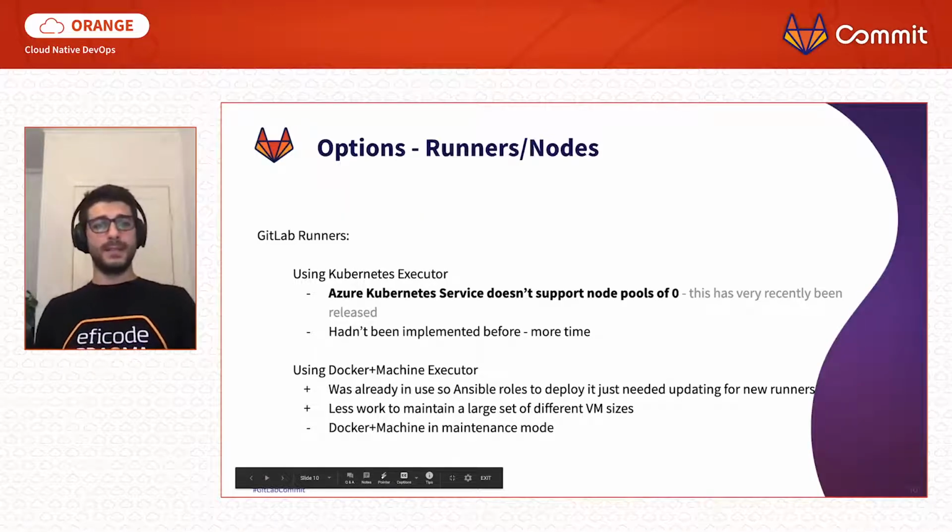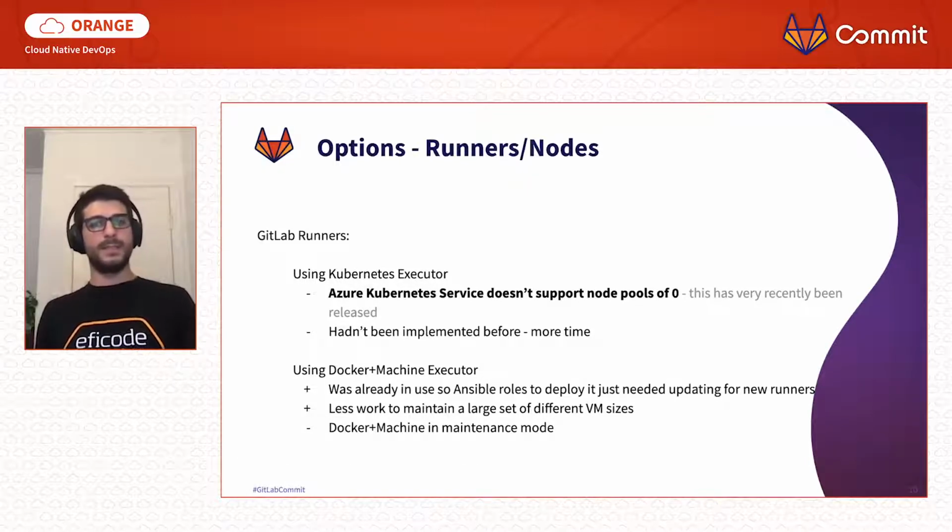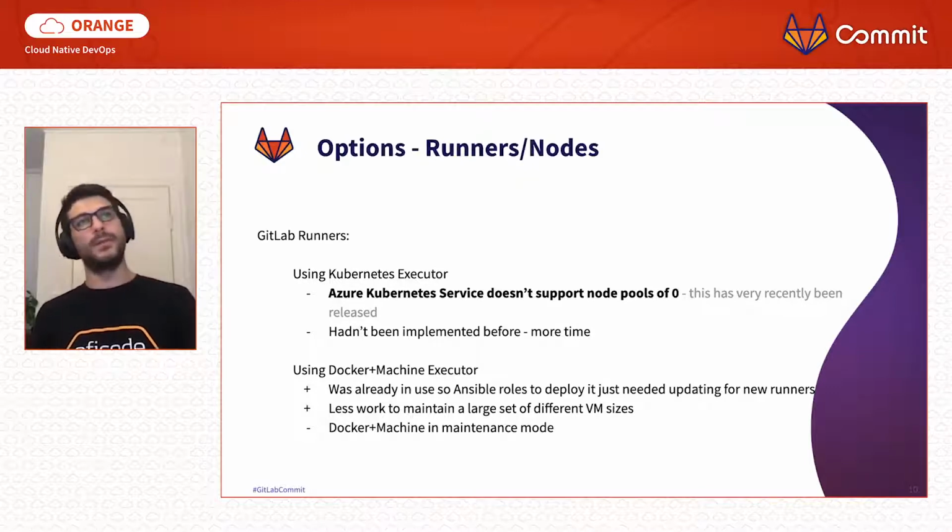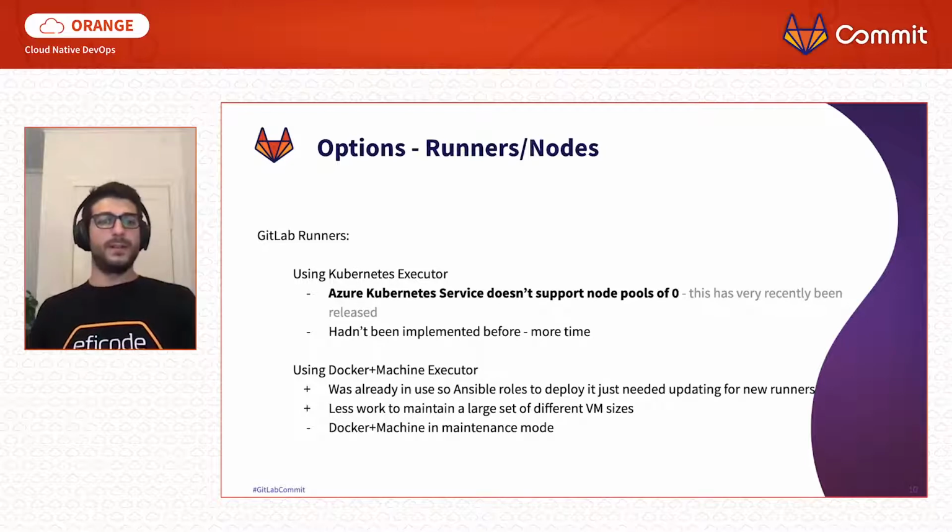Having chosen GitLab CICD as the pipeline tool, the next step was to decide how to achieve the compute requirements we needed. GitLab runner executors can be run either using Docker, Docker+Machine, or Kubernetes. Azure Kubernetes Service didn't support node pools of 0 at the time. This would have required creating node pools of expensive virtual machines with specific taints for each type of job, and we wouldn't have been able to scale them down to 0 when they're not in use, or not automatically, which, as you can imagine, is not particularly efficient use of money.